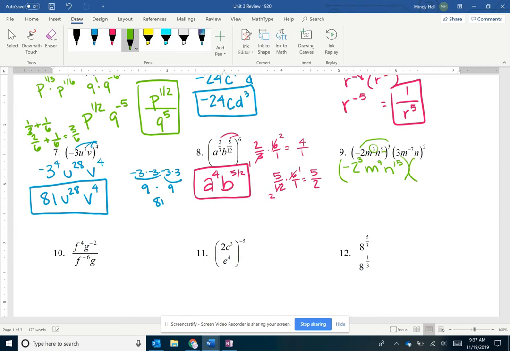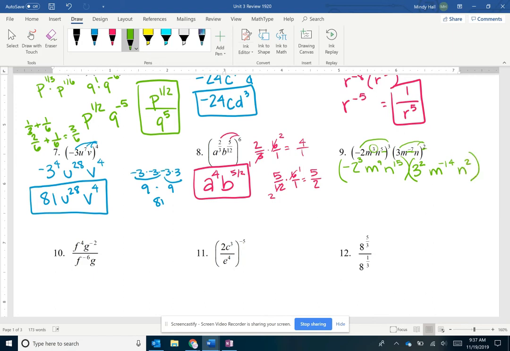And I'm going to keep the parentheses just so I can keep them separate. But I'm going to do the same thing to this one over here. So I'm going to distribute that squared. So we'd have 3 squared. M, we're going to multiply the exponents. Negative 7 times 2 is negative 14. And n also gets the 2, and it's just going to be n squared.